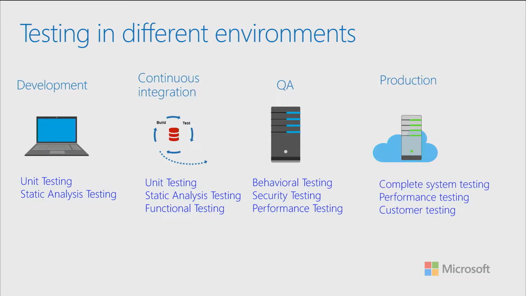Then of course, we test in production as well. That's the complete test. That's the one that really counts. That's where we do performance testing for sure, and that's where our customers test our software. Production is the worst place to find bugs. So typically we want to do as much testing as we can before we get to production because we want to ensure that our customers have the best experience possible.